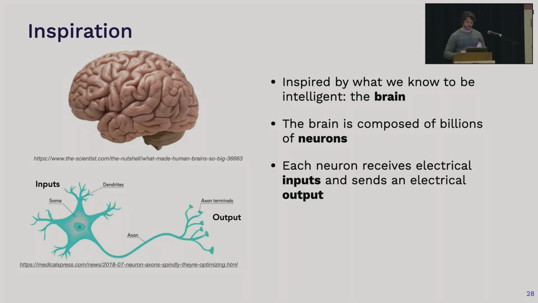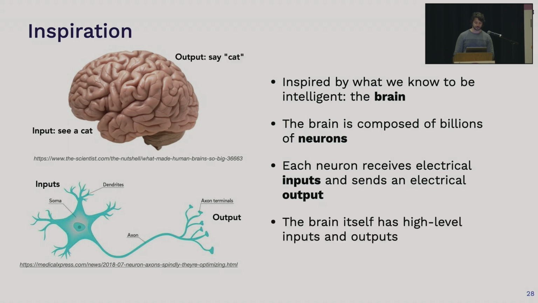What the neurons do is they receive electrical inputs on one side, and then they transform that into electrical outputs, which are passed to other neurons in the brain. And ultimately, by composing many, many neurons, you're able to produce very complicated types of behaviors. And so you can also think of the brain itself as having high-level inputs and outputs that are transformed through the process of billions of neurons interacting with each other.